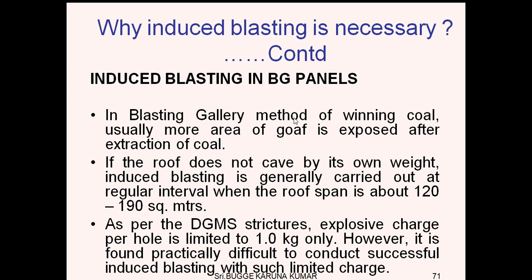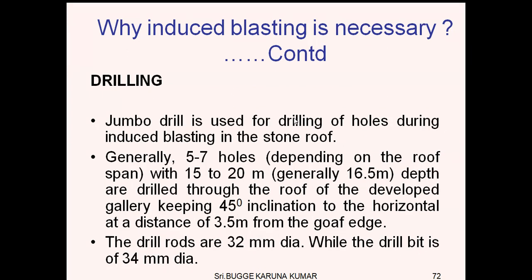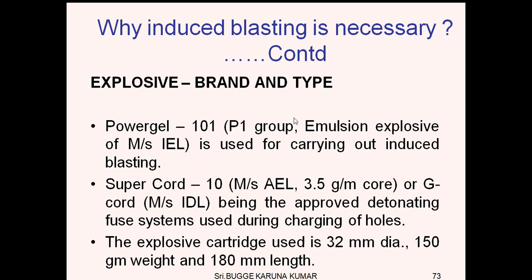As per the DGMS norms, explosive charge per hole is limited to 1.0 kg per hole. However, it is found practically difficult to conduct successfully. A jumbo drill is used to drill holes during induced blasting in the stone door. Generally 5 to 7 holes, depending upon the roof width, with 15 to 20 meters depth are drilled to the roof of the development gallery at a 4.5 meter inclination to the horizontal, 3.5 meters from the cave edge. The holes require a diameter of 35 mm.